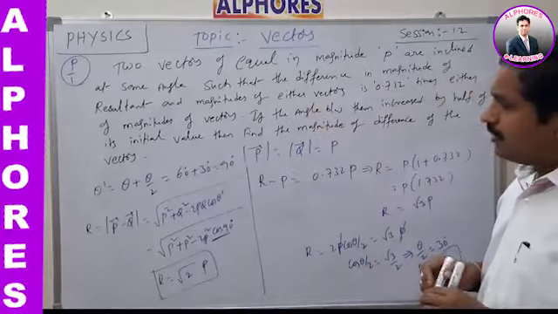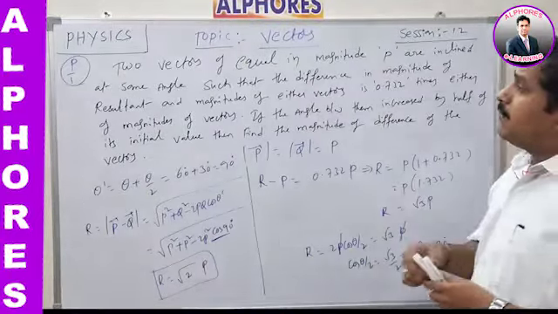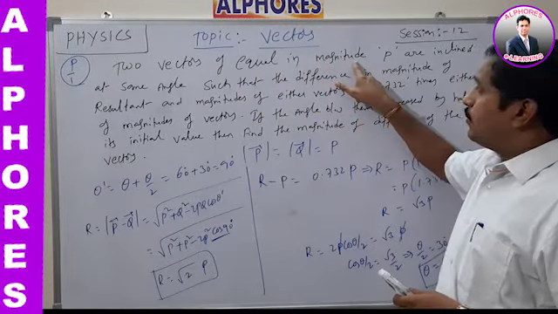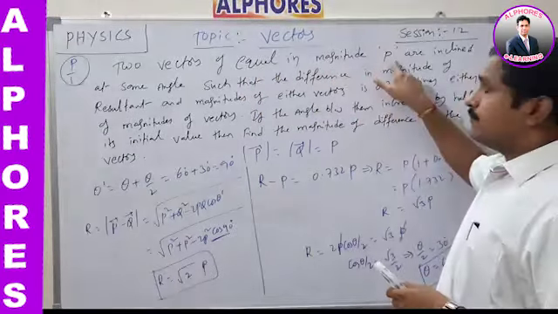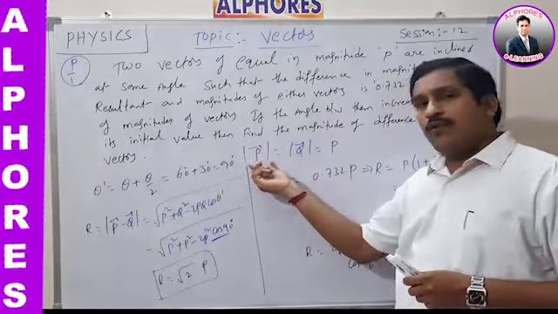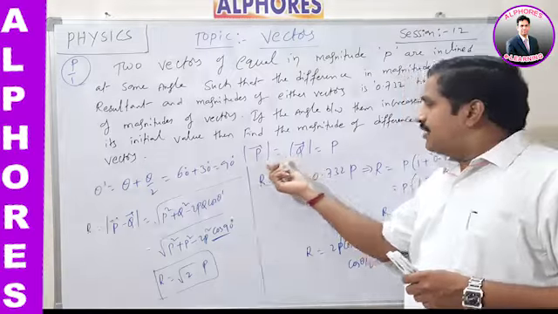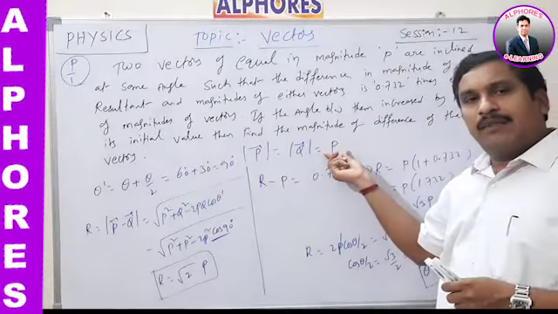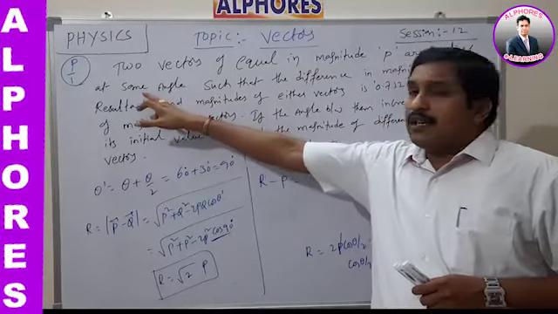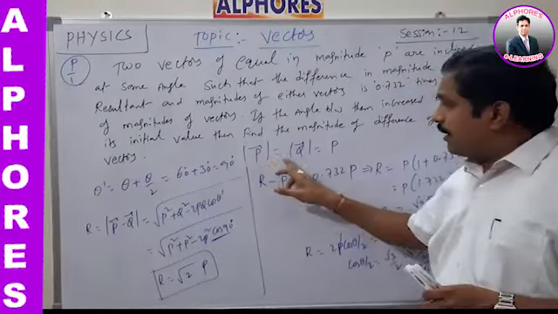That means from this question we have to understand that two vectors are equal in magnitude P. That means I am taking two vectors P bar and Q bar, which have equal magnitude, let us say equal to P. Now, these two are inclined at some angle.